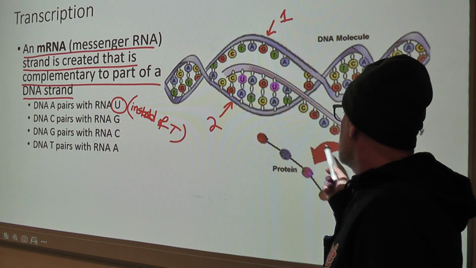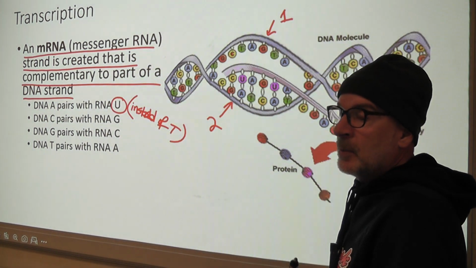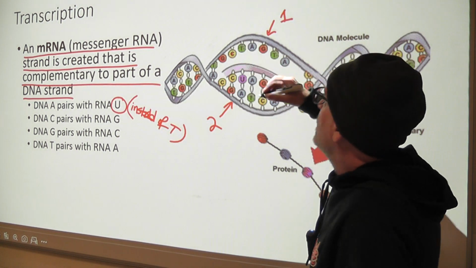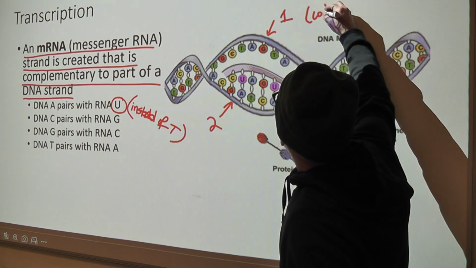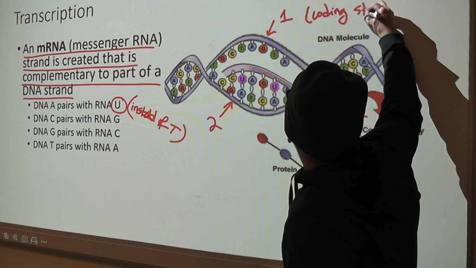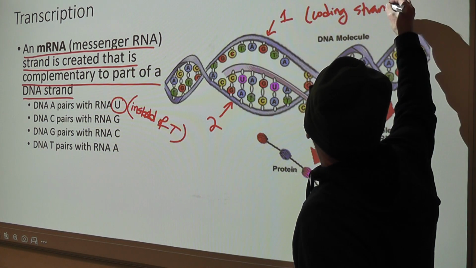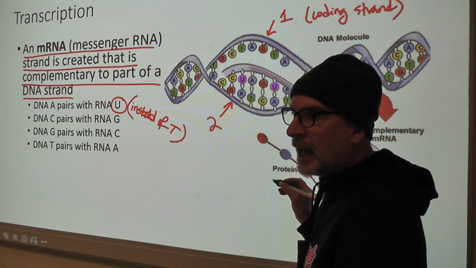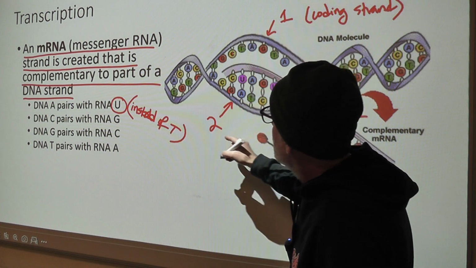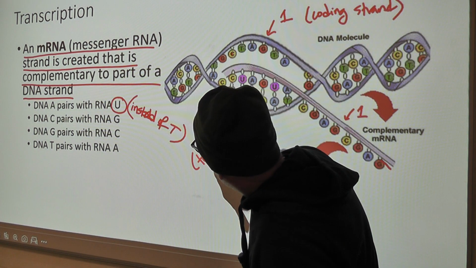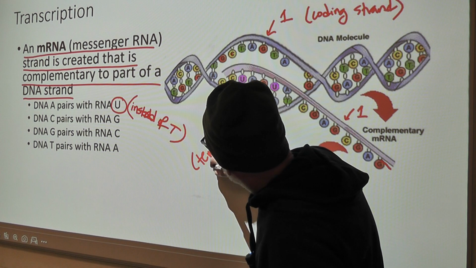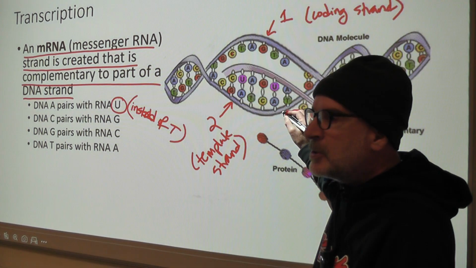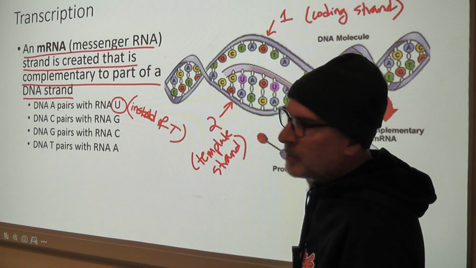And then ultimately this messenger RNA strand is going to be what's used to make a protein. You don't need to know this, but in biology, by convention, we call the strand that's not used to make the messenger RNA the coding strand. This strand has the same information as the messenger RNA, so we say that this is the coding strand. This strand we call the template strand. The template strand has bases that are complementary to both the coding strand and the messenger RNA.